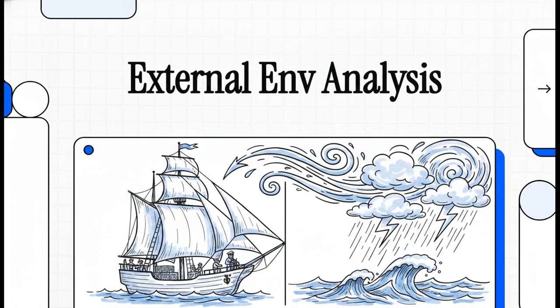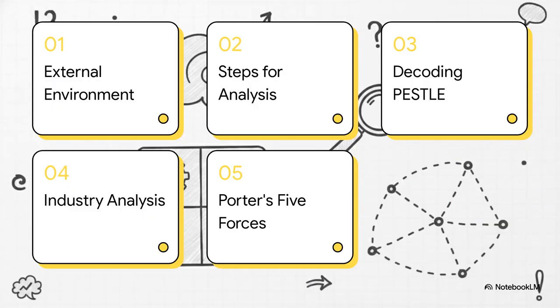Today, we're demystifying that unpredictable weather, what we call the external environment. And we're going to explore the actual strategic frameworks that world-class organizations use to navigate those storms and catch the right winds. Okay, let's dive right into this.